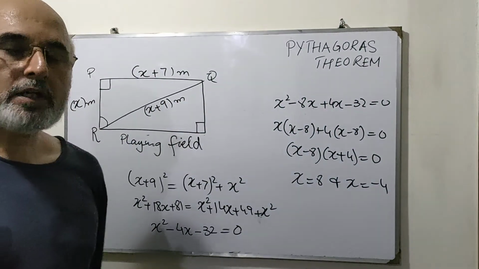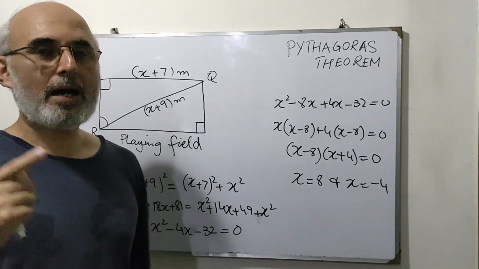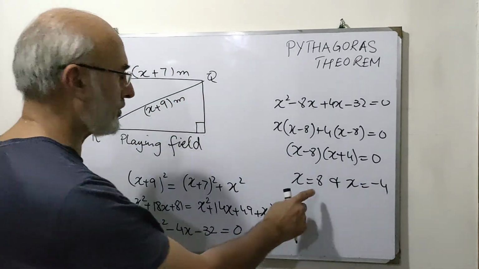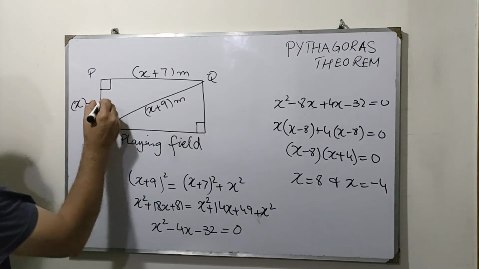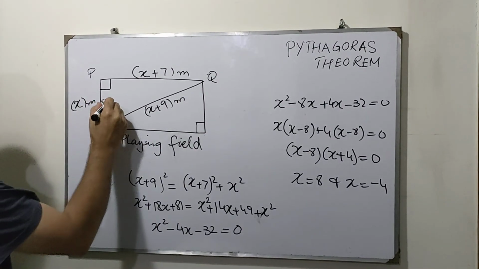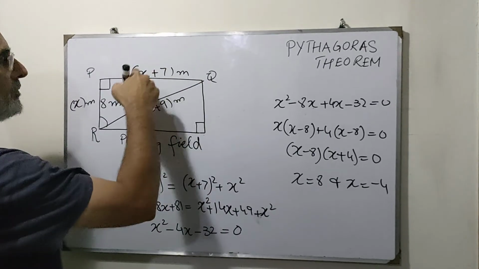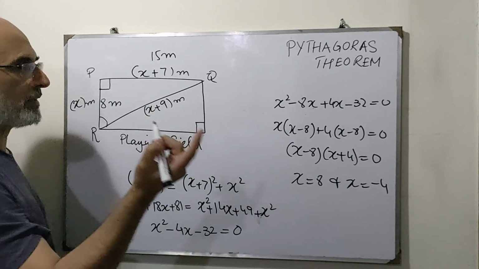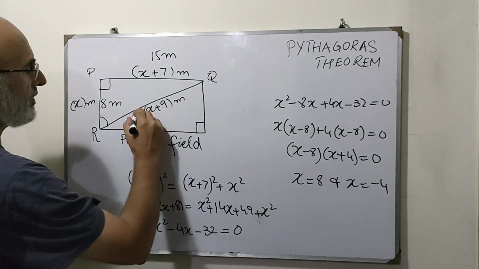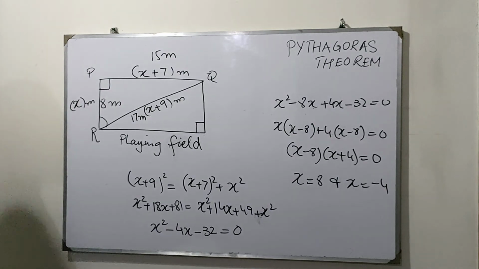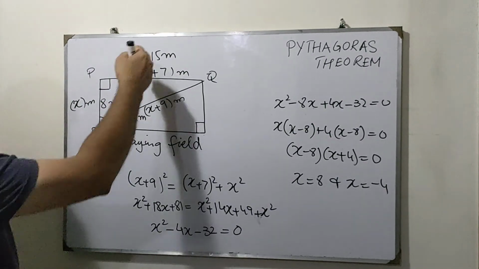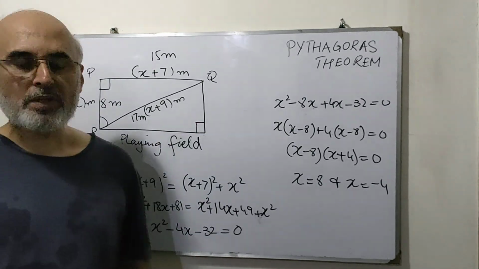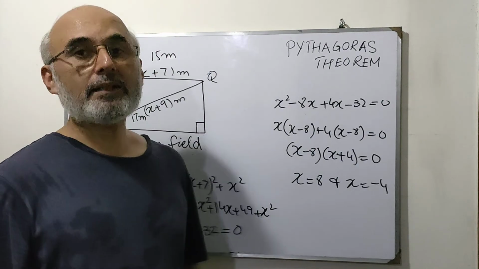Since I am interested in the sides of a playing field, I'm not going to take the negative value. I'm going to take this. So it means that the breadth of this playing field is 8 meters, the length is 8 plus 7 which is 15 meters, and the diagonal is 17 meters. So if it has to be fenced, 15 plus 15 is 30 and 8 plus 8 is 16, so 46 meters altogether. Okay, this was all about the Pythagoras theorem.